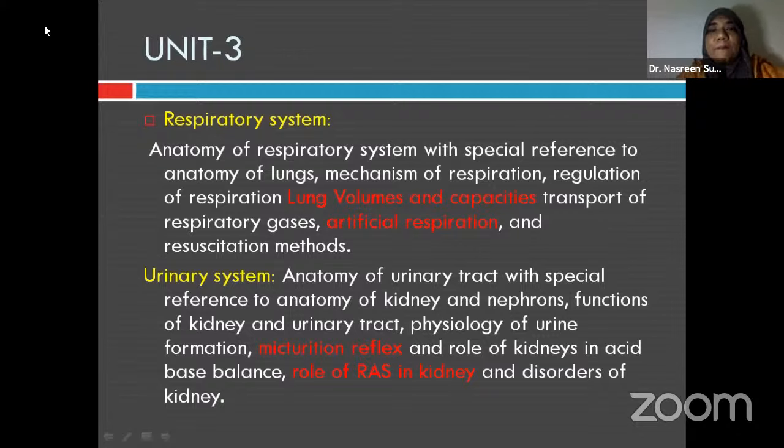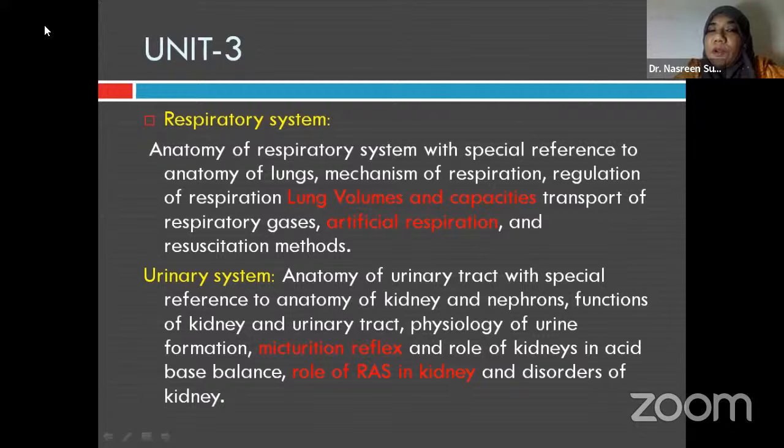And 2 marks means disorders. Okay. What is asthma, COPD, like that. Then he is going to concentrate more on, so this transport of respiratory gases is also important for your long answers. Okay, transport of respiratory gases. For 2 marks, he will be asking either the disorder, or he will be asking the definitions of lung volumes and artificial respiration. Okay, the resuscitation methods, artificial respiration, lung volumes and capacities.